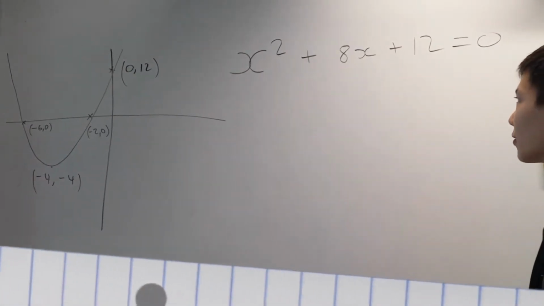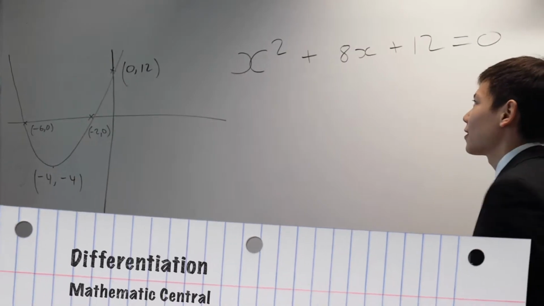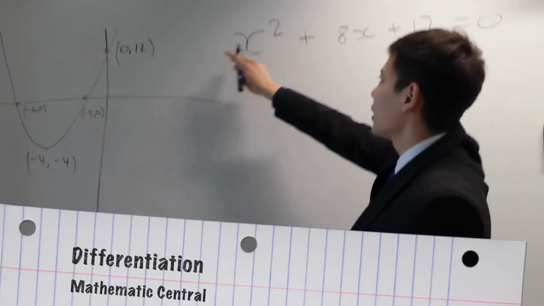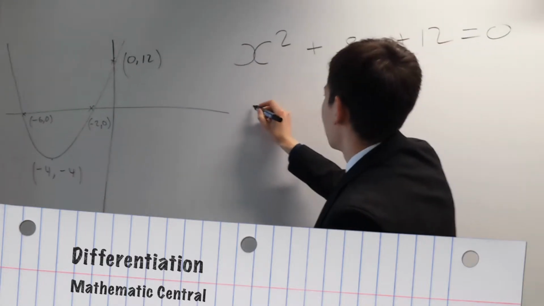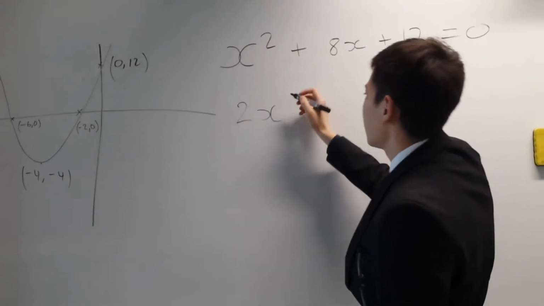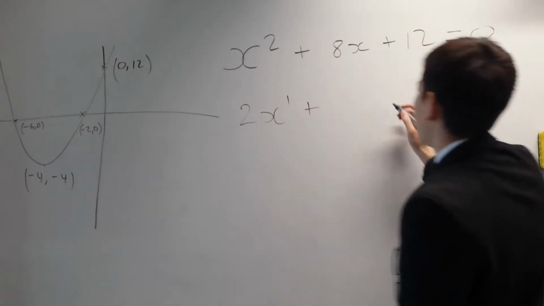I'm going to be showing you guys how to differentiate and find the gradient. So this is for advanced students. To differentiate this, what you do is you take this indice and multiply it by the coefficient of x. So we get 2x. And then after that, we subtract 1 from the indice. We do the same thing here.